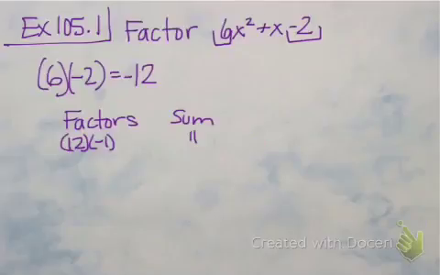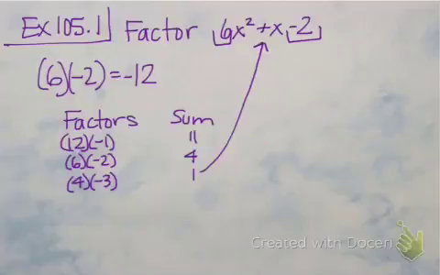12 plus negative 1 is 11. Okay, so that doesn't work. 6 times negative 2 is also a factor of negative 12, but 6 plus negative 2 gives us 4, and we're looking for a 1. Then our next factor is going to be 4 times negative 3. 4 times negative 3 gives me negative 12, and 4 plus negative 3 does give me 1, which is what I'm looking for.